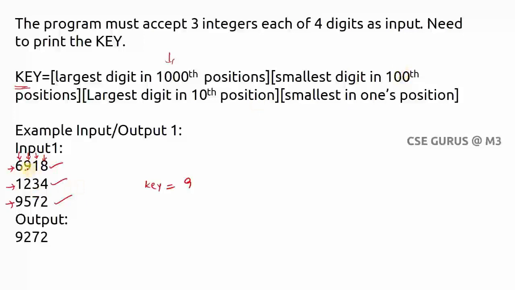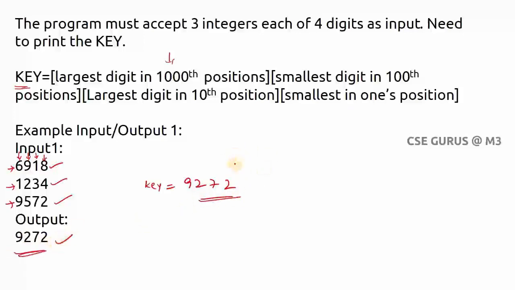Next digit will be the smallest digit in the 100th position. In the 100th position, what are the digits you have? 9, 2 and 5. What is the smallest? So here it is largest and here it is smallest. So 2 is the smallest. Next will be the largest digit in the 10th position. In the 10th position, what are the digits you have? 1, 3 and 7. So what is the largest digit? 7. And next, the smallest in the 1's position. So 8, 4, 2. What is the smallest? 2. So 9, 2, 7, 2 should be my output.